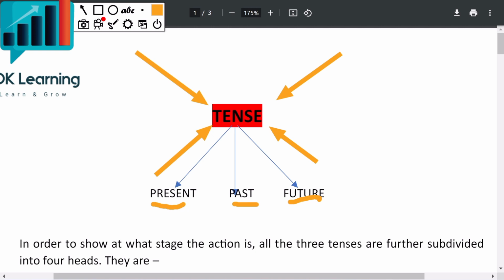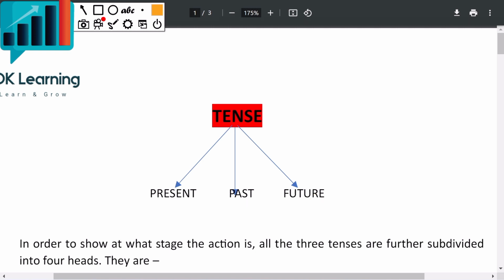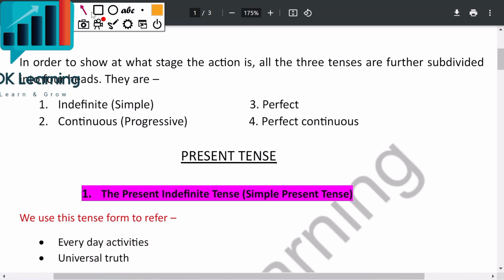Each of these tenses, that is the present, past, or future, are further subdivided into four heads. They are indefinite or simple, continuous or progressive, perfect, and perfect continuous. So there are a total of 12 tenses, 4 in each of the present, past, and future. So there is present indefinite, present continuous, present perfect continuous. Similarly, past indefinite, past continuous, past perfect continuous. Same is in the future.